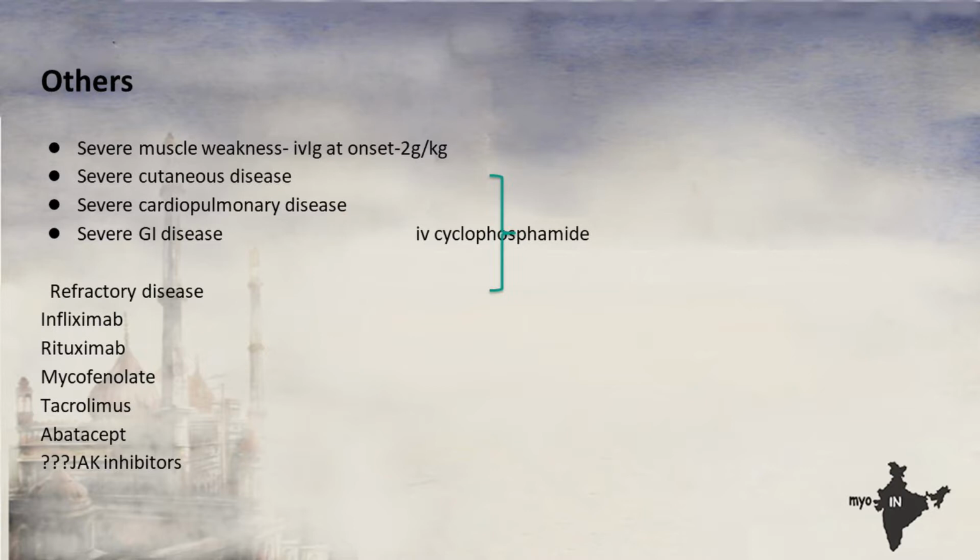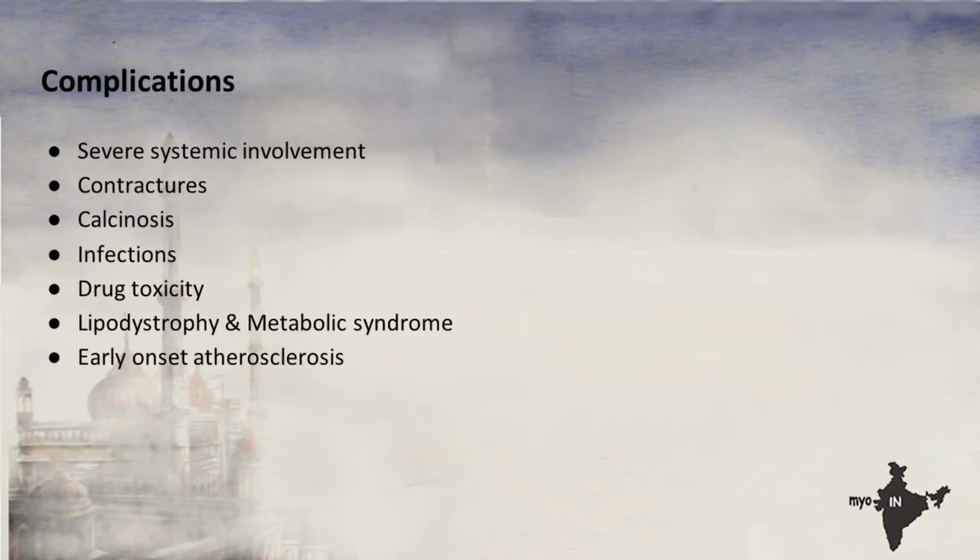Mycophenolate is a very useful drug and is emerging more and more as a good secondary agent, as is tacrolimus. Whether the future holds a role for JAK inhibitors, considering the increasing understanding of type 1 interferons in the pathogenesis of this condition. And there are many complications, so when you have severe systemic involvement, development of contractures. Contractures can be present in active disease also. Development of contractures is a complication.